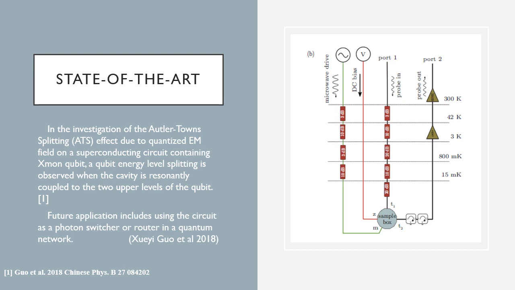The green line is used for applying a microwave field to drive the coplanar waveguide resonator, and the red line is used for adjusting the energy level of the Xmon. The black line is connected to the transmission line for detection.